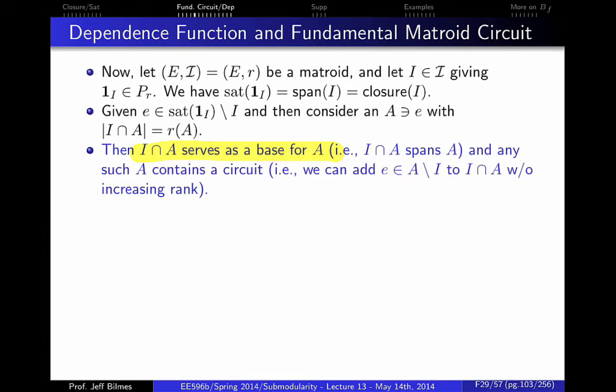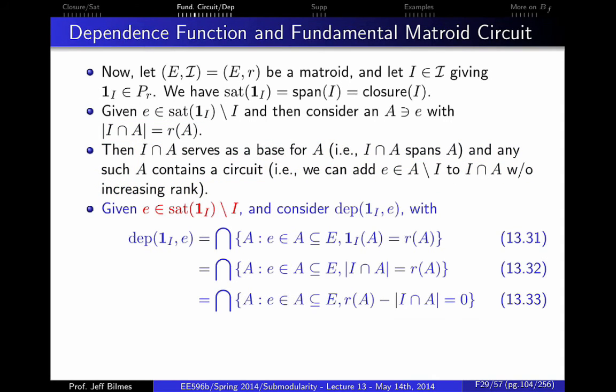And any A is not an independent set, and so there's a sort of a fundamental circuit inside of that's added. And in fact, we can take some E that's in A, not in I, and since it's got the same rank, since the rank of A is equal to I intersect A, we can take any E inside of A but not in I, and we add it to this, and it does not increase the rank, and so it contains a circuit. It is the circuit.